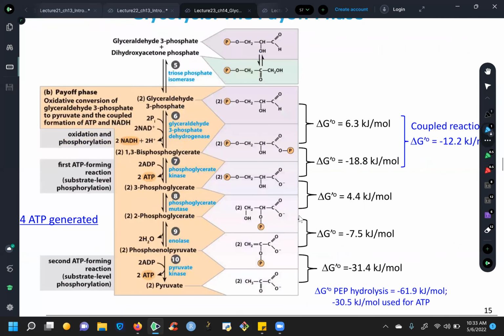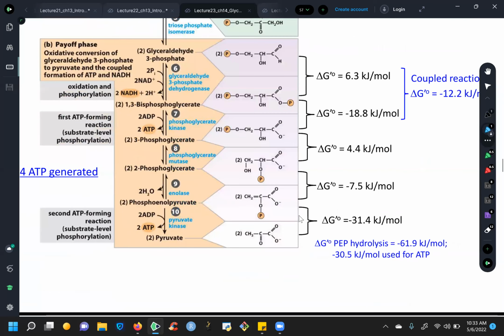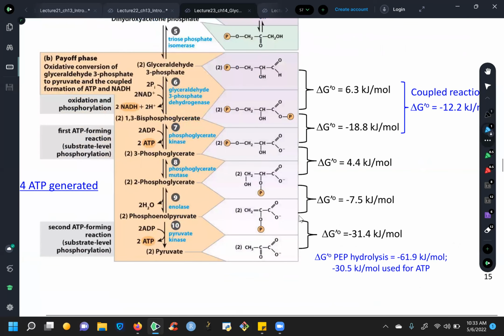Glycolysis, the payoff phase. So now it's steps 5 through 10. So, oxidation and phosphorylation, first ATP forming reaction, substrate level phosphorylation. Every time you make ATP, you actually have to know how it was made. So for step 7 and 10, we made ATP, and both times it was made by substrate level phosphorylation.